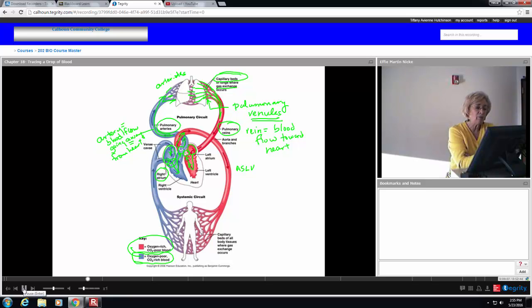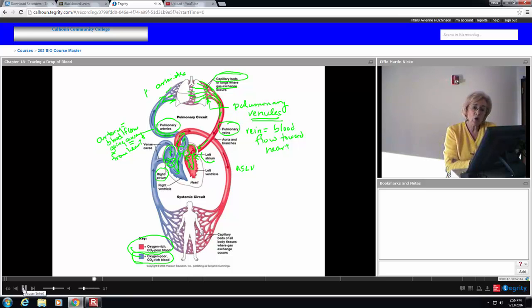Those start branching and become pulmonary arterioles, then pulmonary capillaries, where gaseous exchange occurs. Then those capillaries start getting bigger, growing together to form pulmonary venules. The venules start growing together to form pulmonary veins. That comes into this chamber, which is what? Left atrium, passing down through this valve, mitral valve, into this chamber, left ventricle, and out this valve, which is the aortic semilunar valve and aorta.